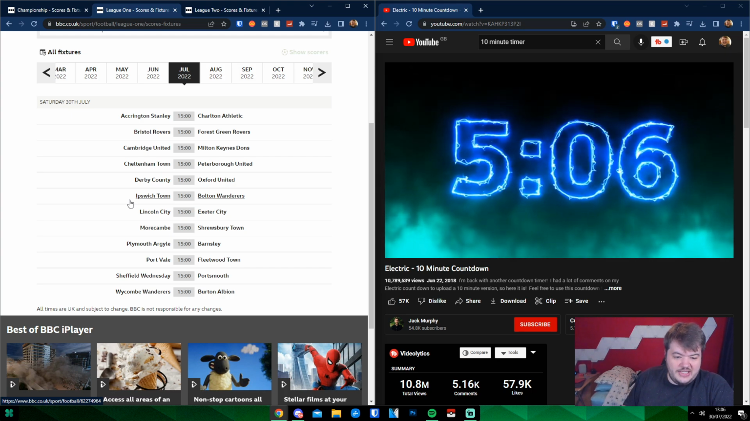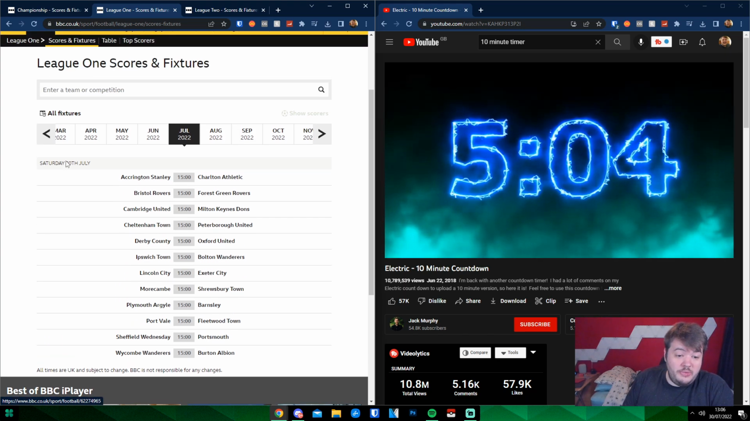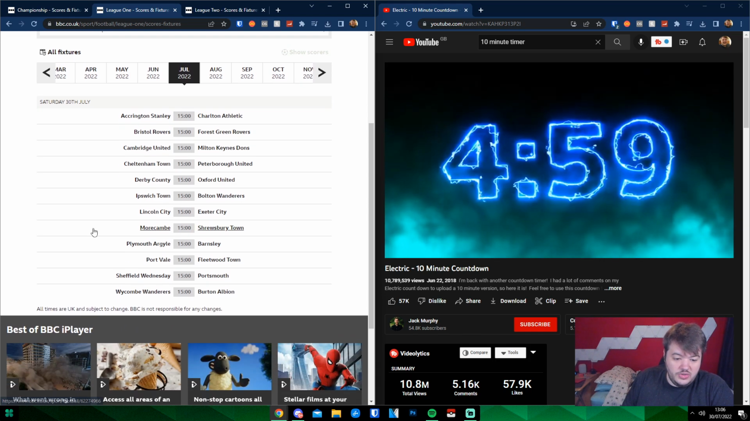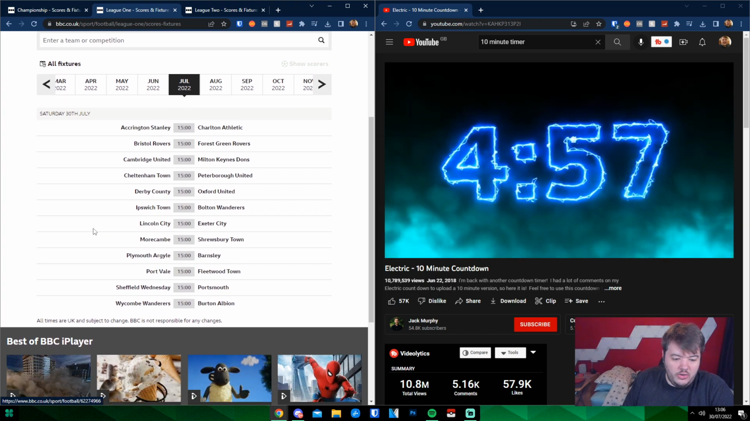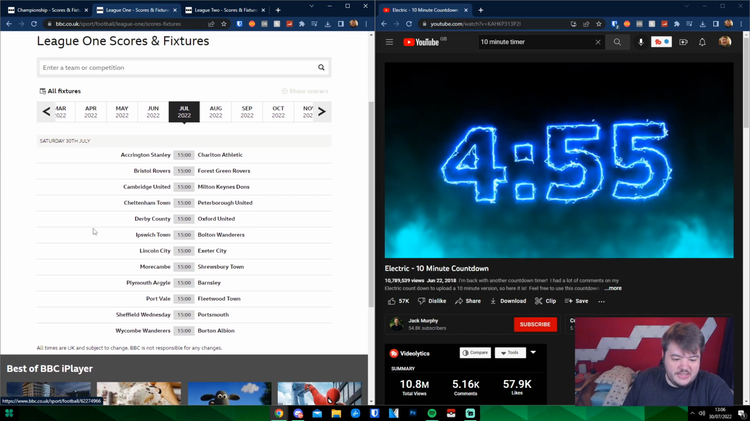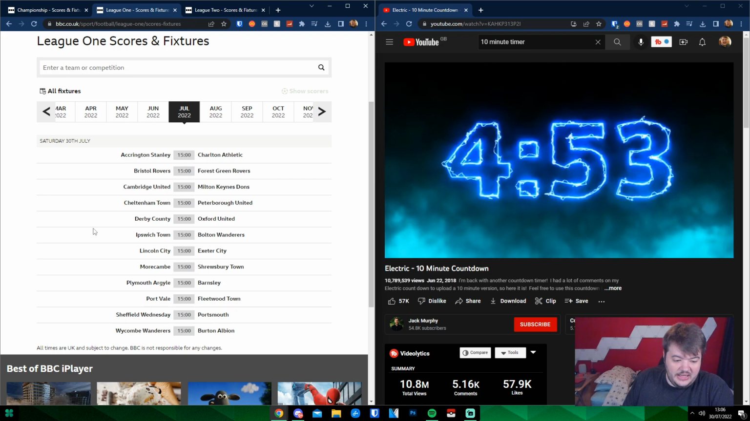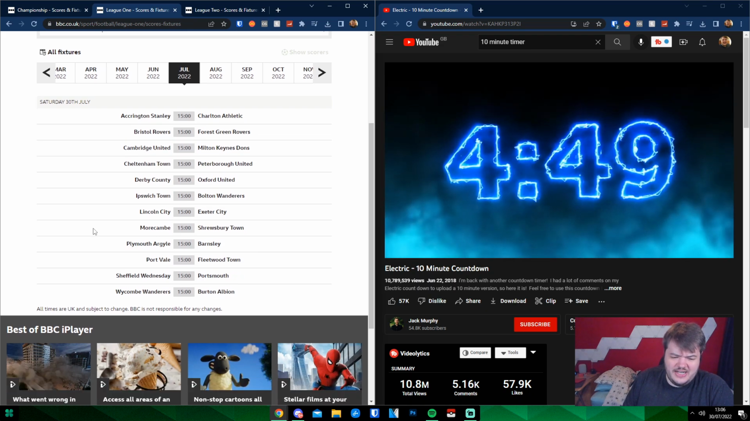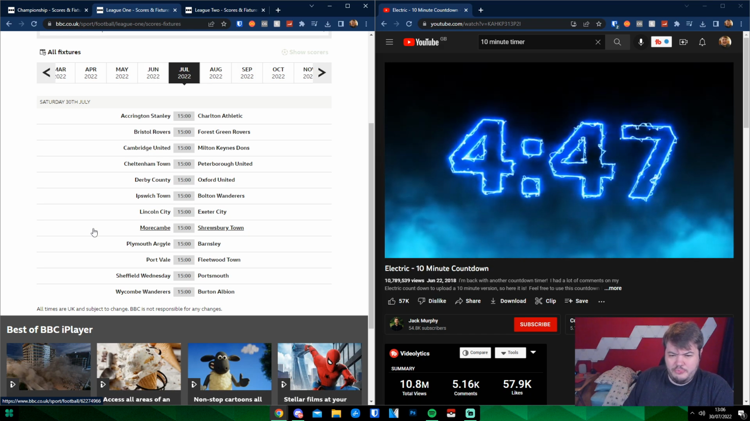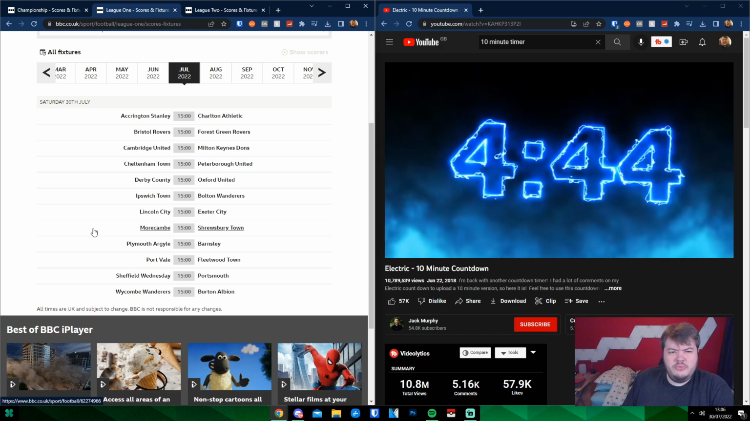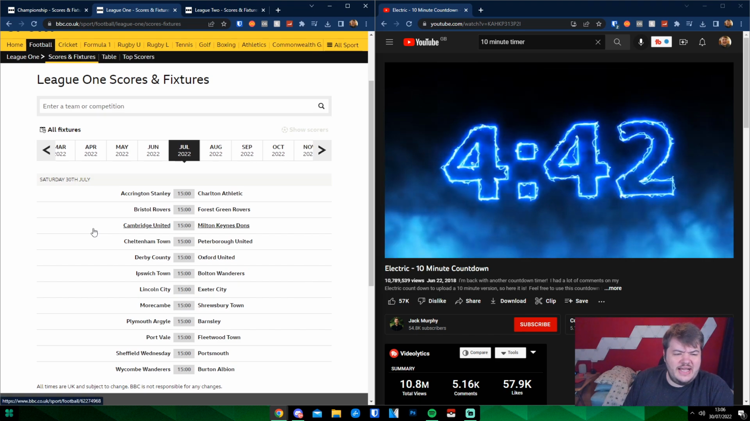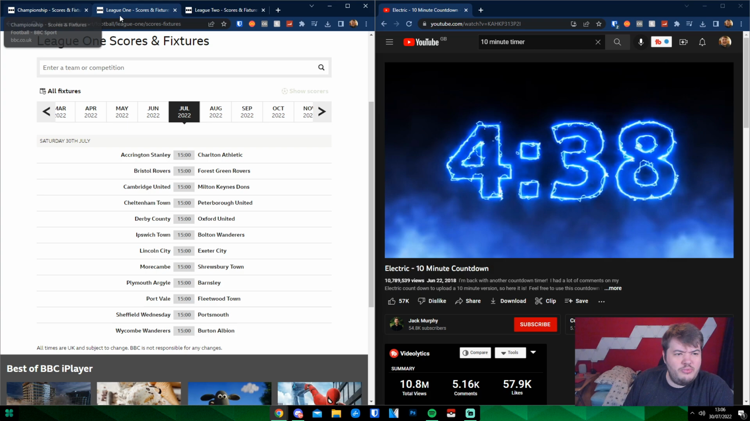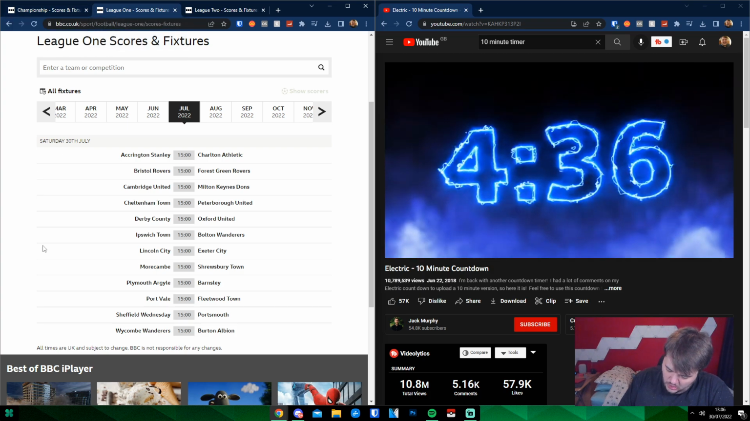Morecambe against Shrewsbury Town. Here's a possibility, actually. Shrewsbury for the away result. Shrewsbury are a dark horse, a real dark horse. Wednesday against Portsmouth. Avoid that like the plague. Wycombe Wanderers should be strong against Burton Albion. Burton Albion look like they're slumping, and I very much believe that they're more likely to get to League One than the Championship next time that they move divisions. Yeah, we're going to go Wycombe.